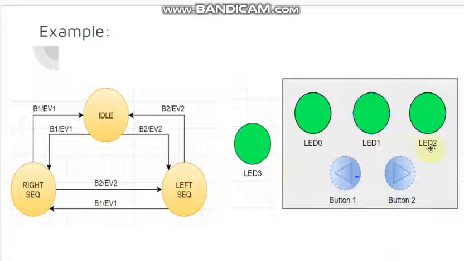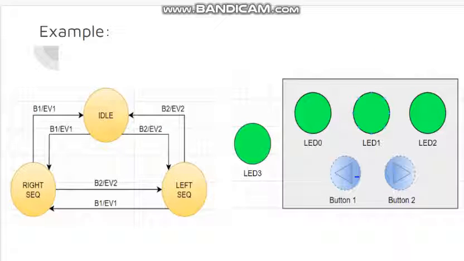Our system consists of 4 LEDs and 2 buttons. If the user presses button number 1, then the third LED is going to blink for 3 times, indicating that we have entered the left state. Then the 3 LEDs is going to blink from LED number 2 to LED number 0. If the user presses button number 2, then the third LED is going to blink for 6 times, and then the 3 LEDs is going to blink from LED number 0 to LED number 2. If we press the same button again, then the third LED is going to blink for 12 times, indicating that we have entered the idle state.